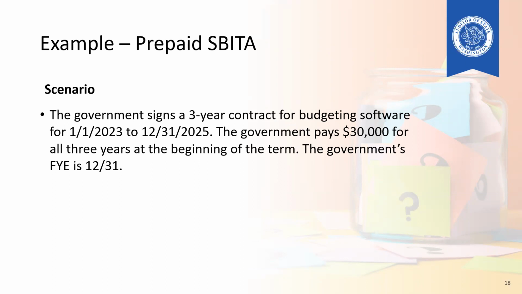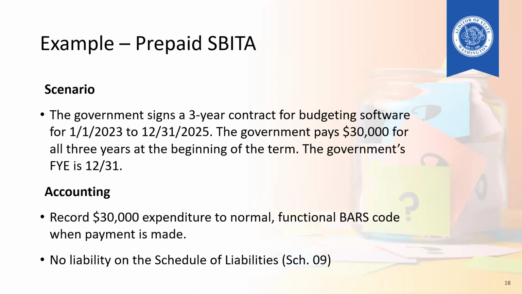To account for this, you would record a normal functional expenditure code when you make that payment. So do not use the 591 debt service codes for the prepaid SBITAs. There's also nothing to report on your schedule of liabilities. In this case, you made the entire payment up front, so you don't owe the SBITA vendor additional payments. And since you don't owe the SBITA vendor any additional money, there's no liability to report.